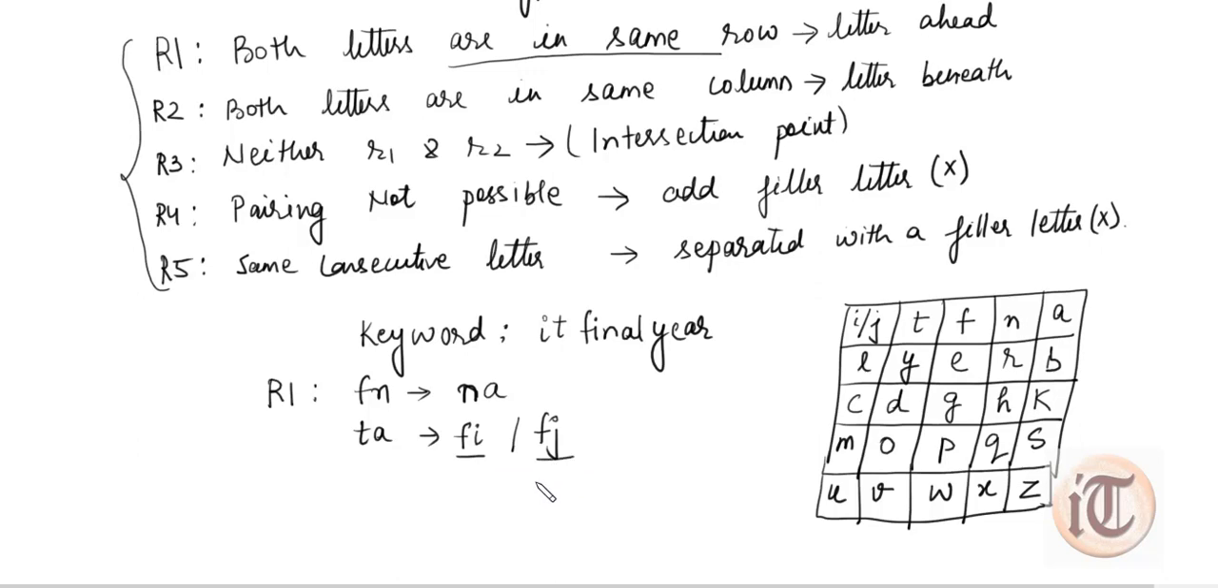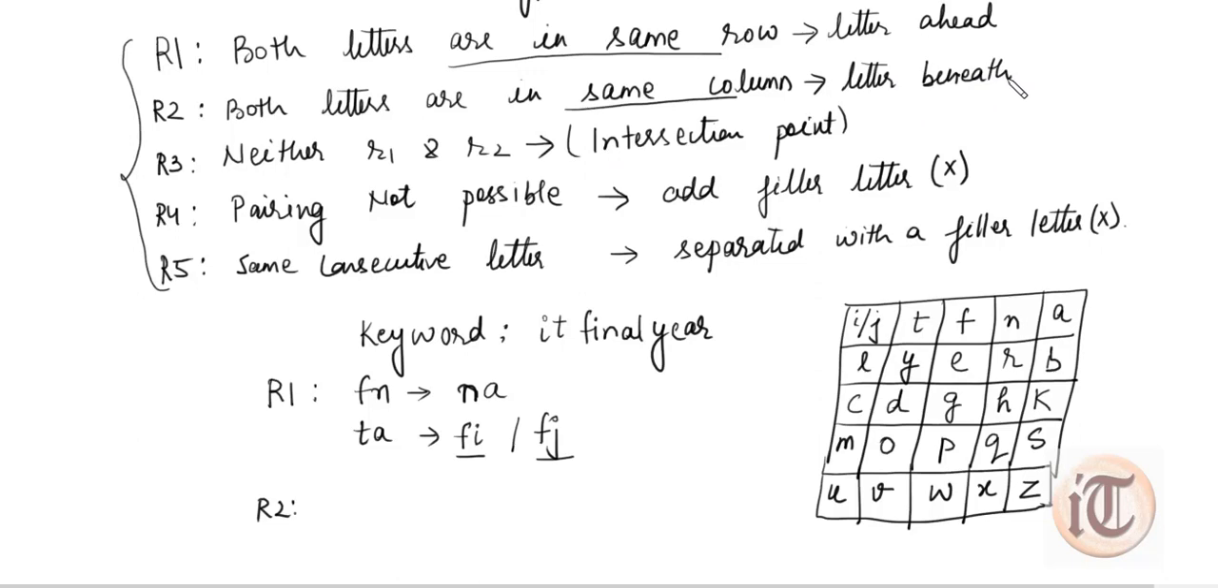So this is rule 1, in which if the plain text letters are in the same row, then in that case we always take the letter ahead of the plain text letter. Okay, now rule 2. Rule 2 says that if both letters are in the same column, then in the same way we take the letter beneath it.